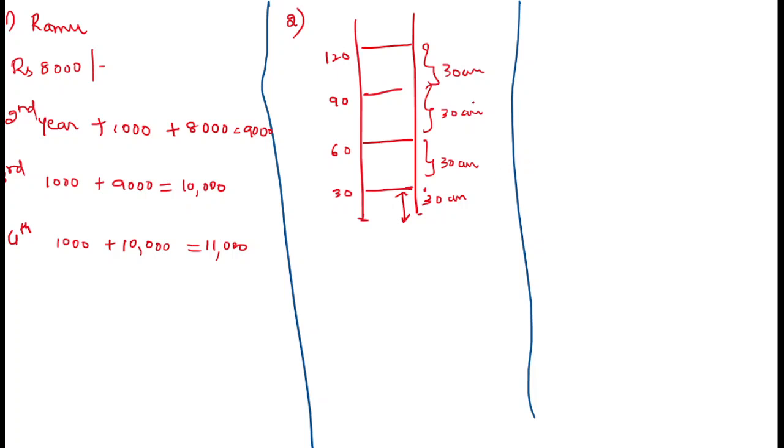So these are about the distance between each rung of the ladder. Okay, so what happened here? Every time 30 was added, isn't it? First was 30 and the second was 30 plus 30, it is 60.